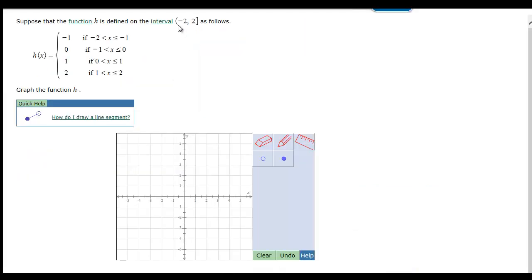So since they're saying graph between -2 to 2, when x is between -2 and -1, the y coordinate is going to be -1. So x is bigger than -2, which means that at -2 you cannot include that y coordinate. So when x is -2, y coordinate is -1. So -2, -1, and you are putting an open circle because that coordinate is not included.